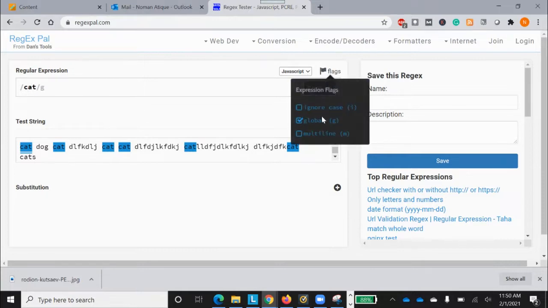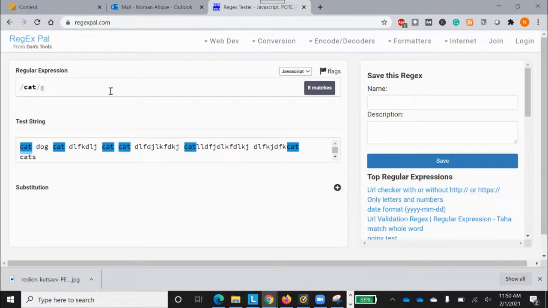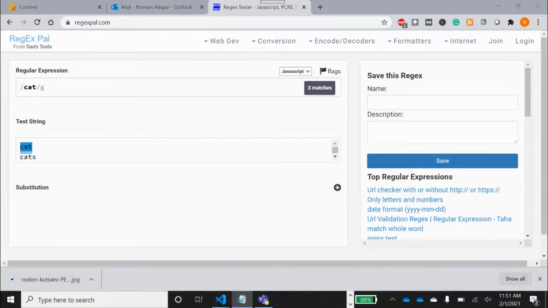If I just take out this global flag, you see that it only finds the first cat, and not the rest of the cats. So we usually go with the global one, and we say that we want to search everything for that particular regular expression. Whenever we write something, and it is matching, it will say that yes, I recognize this cat word, because this is matching our regular expression.